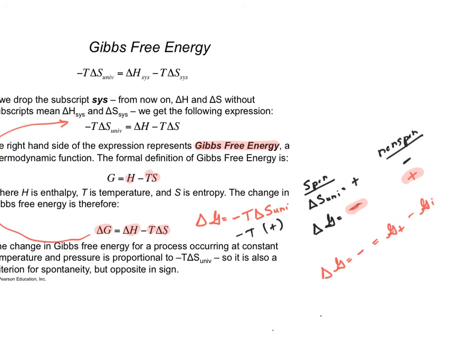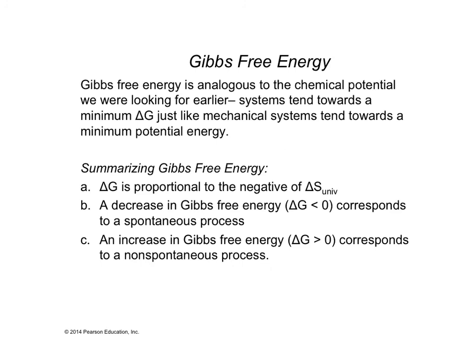Okay, so that's great. We found it. It's here. We now have an equation by which we can calculate it. What do we need to calculate? Well, we need the enthalpy and we need the entropy. Those are the two things that are going to go into determining whether or not something is spontaneous or not. Okay, so this kind of just summarizes. Again, we have our new chemical potential energy. We call it Gibbs free energy. It is proportional to the negative of the change in entropy of the universe. Again, if we have a negative value of delta G, that leads to a spontaneous process. We have a positive value of delta G, that leads to a non-spontaneous process.